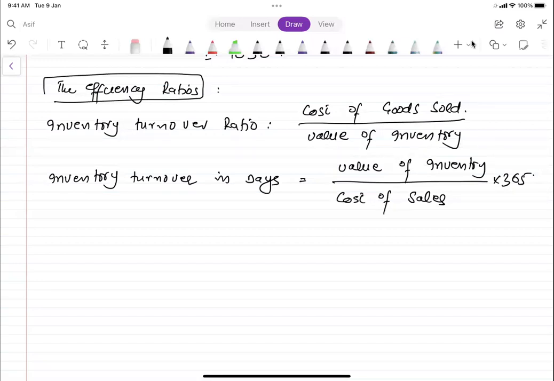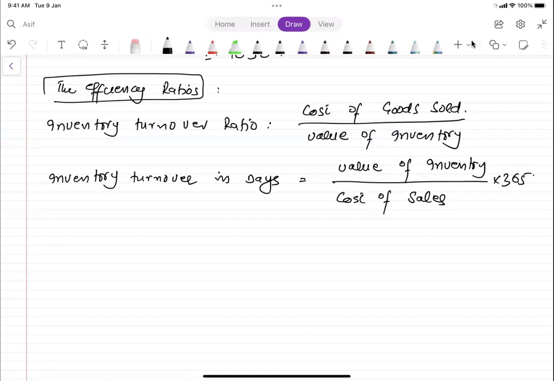For example, there are two businesses selling rice or wheat or something, any perishable or natural item. The business selling inventory in 15 days will be considered more efficient as compared to the business selling in 6 months or 9 months or 12 months. This is the efficiency of the business. We measure it in two ways. One, we measure it in ratios, and second, we measure it in days.